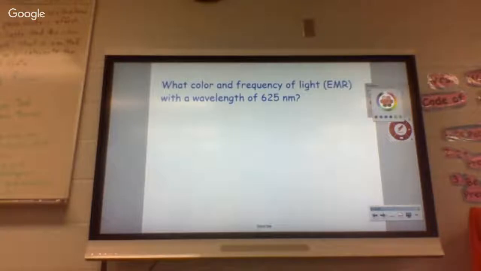Okay, B is what we're solving for. This has to be converted. So you're going to take that 625 and change it into meters. So nanometers has to become meters. So what goes beside nanometers? Isn't it 1 times 10 to the 9?